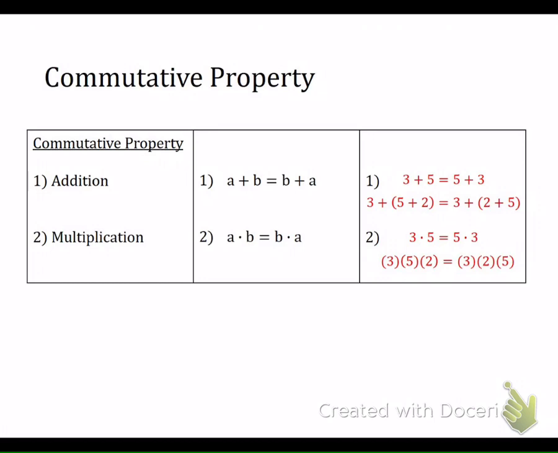So commutative property of addition, commutative property of multiplication, pretty much same thing. The addition one has plus signs, the multiplication one has multiplication symbols. The only thing that changes when you're using the commutative property is the order.